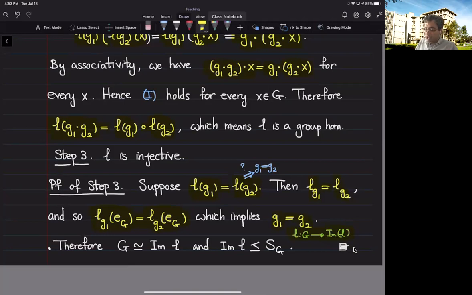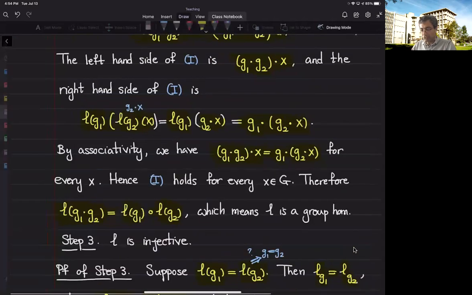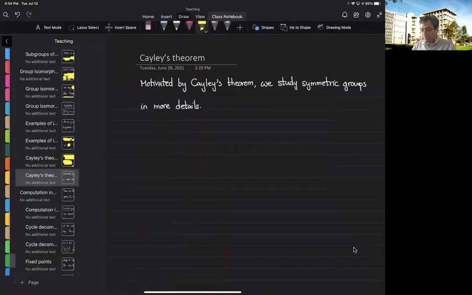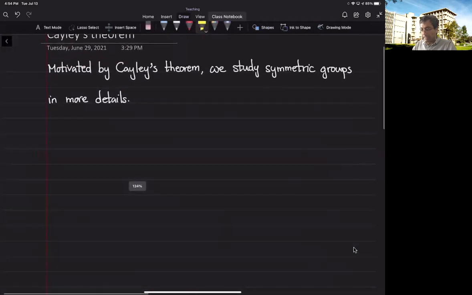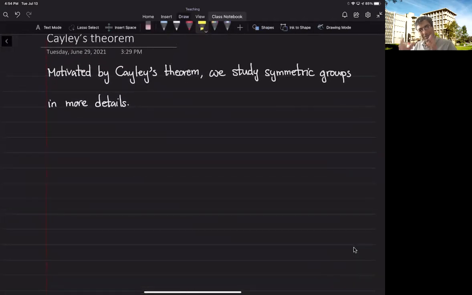That means that G is isomorphic to this subgroup of the permutation groups. That's exactly what we wanted to show, and that is Cayley's theorem. Now, because of Cayley's theorem, we get motivated to study symmetric groups in more detail, and that's what we are going to do next.